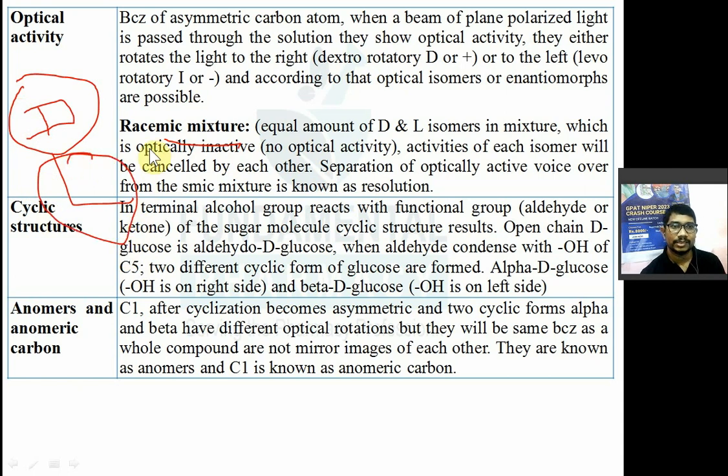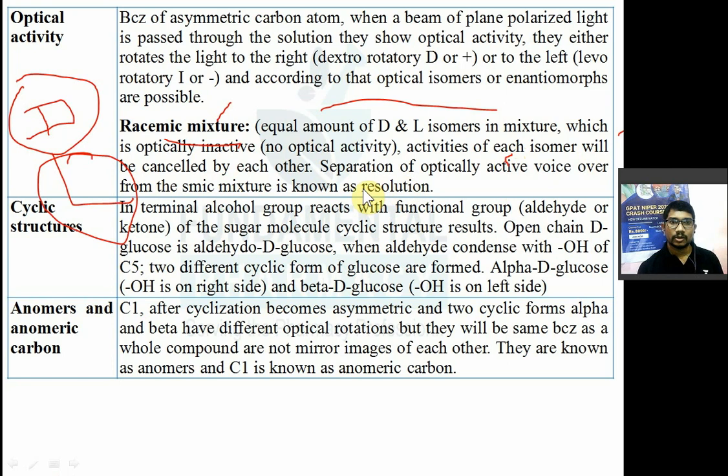And a racemic mixture is optically inactive. Why? Because it has equal amounts of D and L isomers, and the activity of each isomer is cancelled by the other. If D is 50%, then L is also 50%. If D rotates the plane to the right side, then L will rotate it to the left side. So they nullify the rotation, and the racemic mixture will be optically inactive.